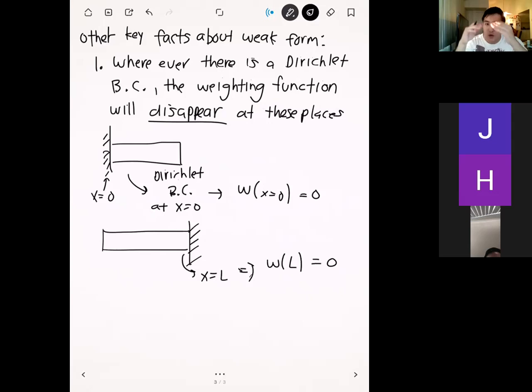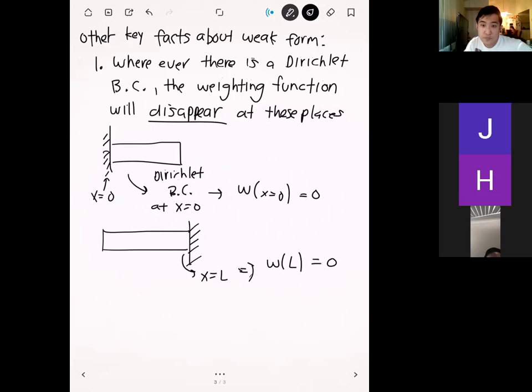We're going to have an upper boundary and a lower boundary, and a left boundary and a right boundary, and all kinds of weird things. For 2D, things get really, really complicated. So I really want to make sure that at least in 1 dimension, this point gets drilled into your head: wherever there's a Dirichlet boundary condition, we have to have the weighting function disappear there.